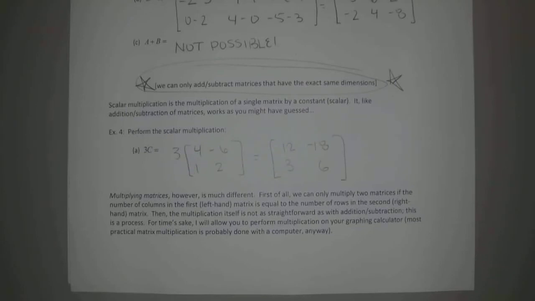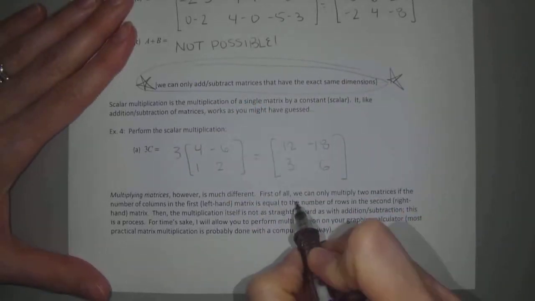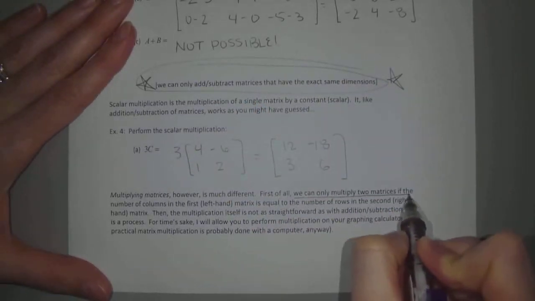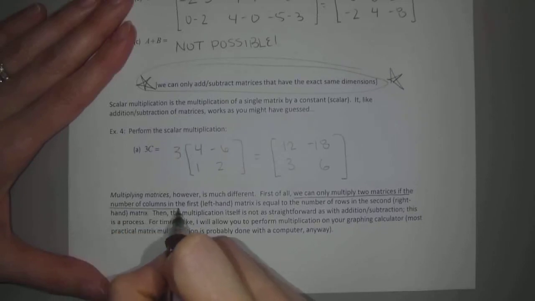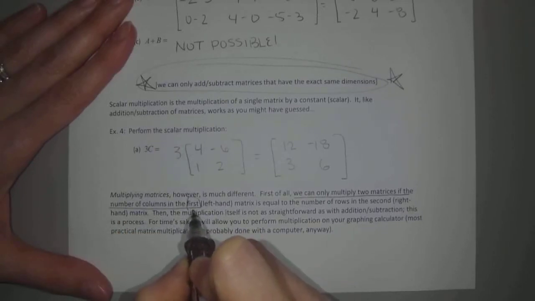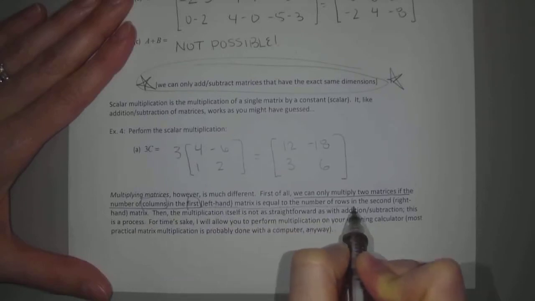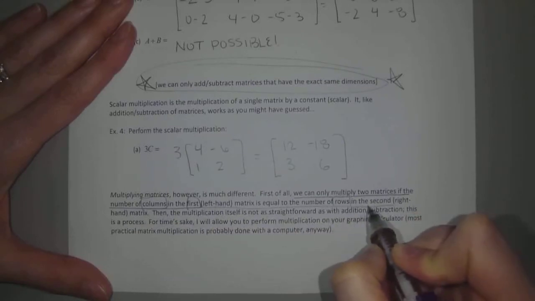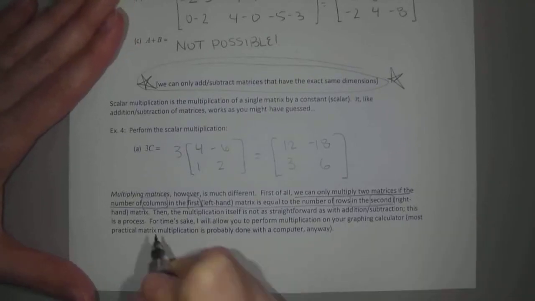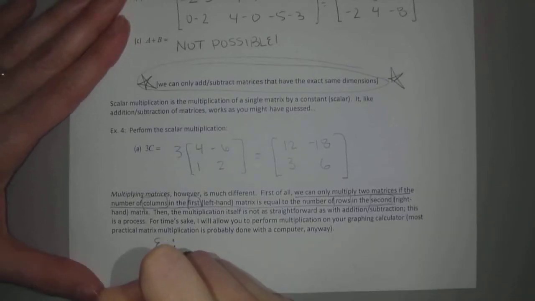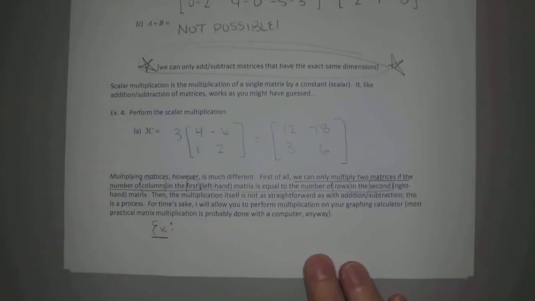But what I want to point out here is this second sentence. We can only multiply 2 matrices if the number of columns in the first is equal to the number of rows in the second. Okay? So I want to write an example of that.